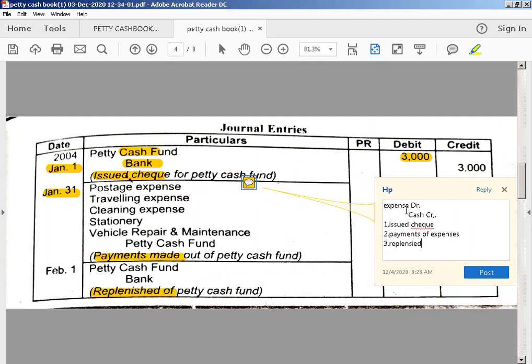So reimbursed of your expenses. ठीक है, reimbursed of cash. Clear? So this is your first entry where you received a check on January 1st. Then on January 31st we have all the expenses, debit and cash credit. Then in the last entry, what you have to do, the first entry and the last entry will be the same.